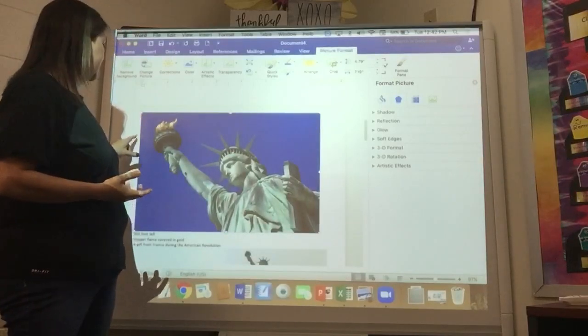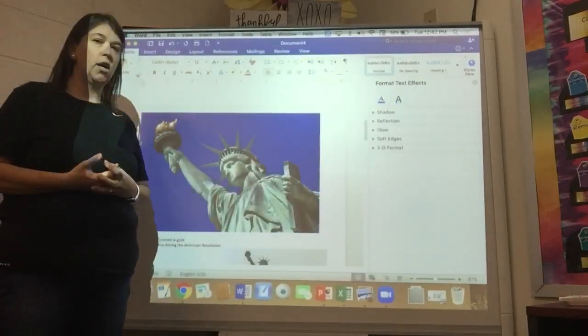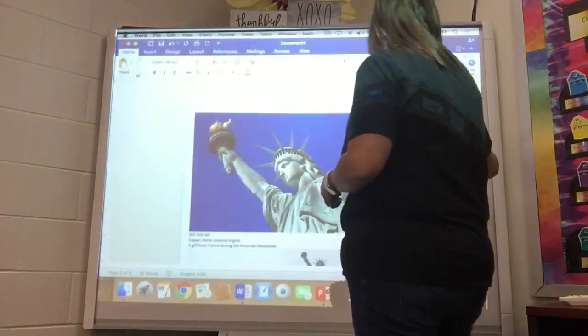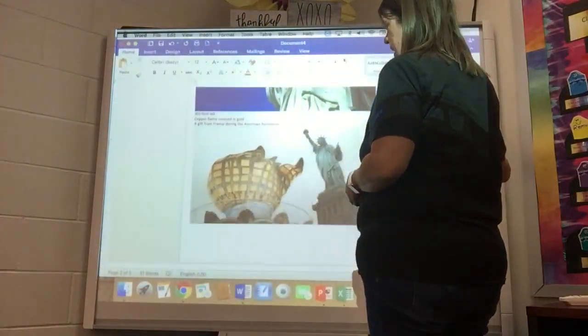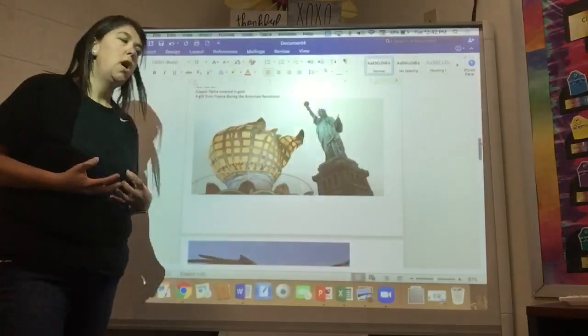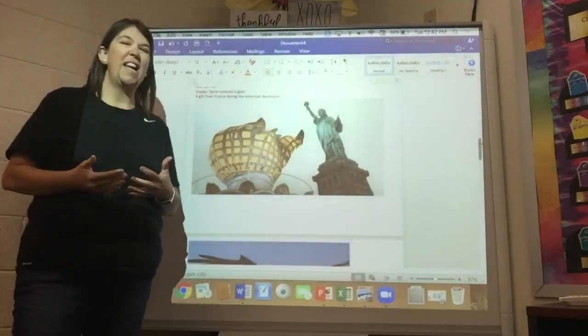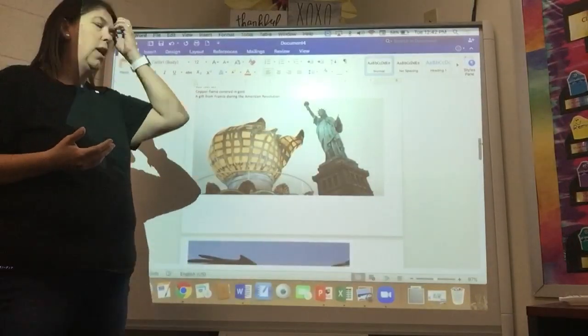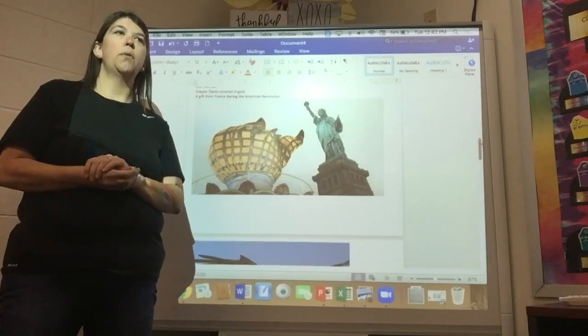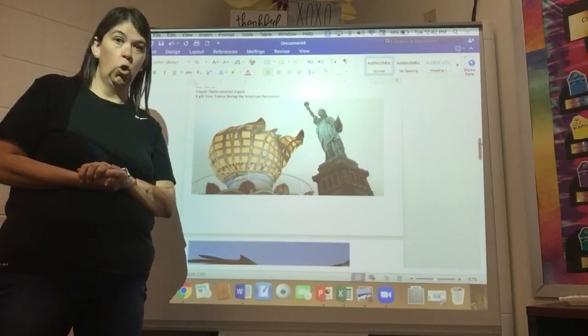So yes, she has a torch. And kids always want to know what is in that torch. So this time I did another picture to show you what it would look like up close. Our current torch that we got in 1986, I do believe, is made out of copper, and then they covered that copper in 24 karat gold.